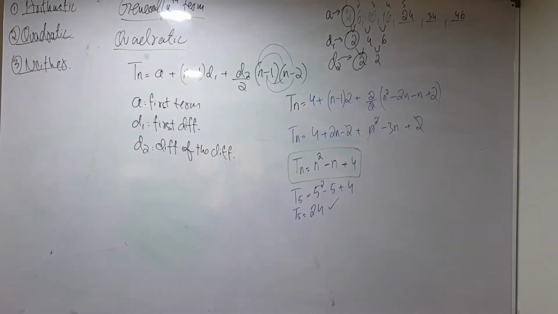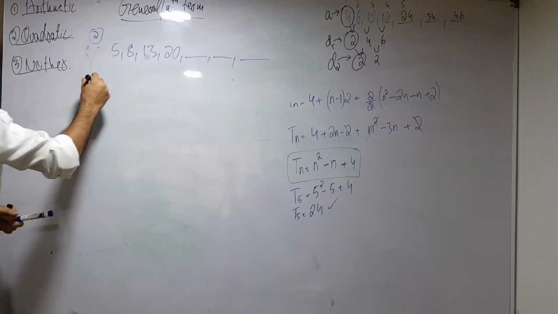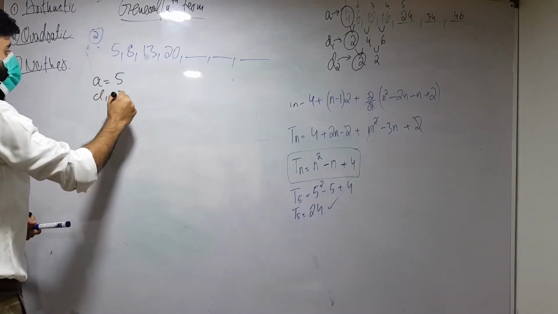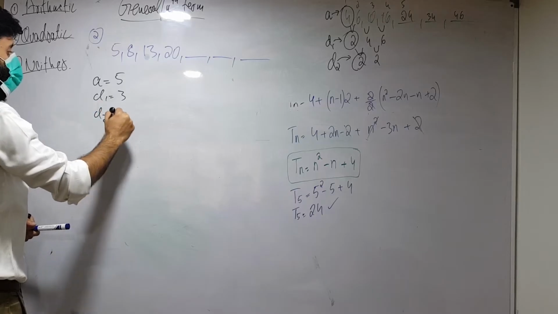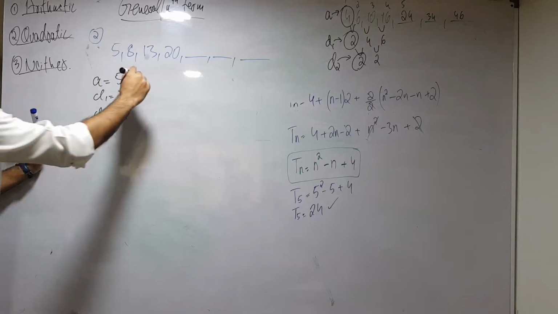Okay, I want you guys to copy this. A, n और D निकाला आपने? What is A going to be? 5. What's D1 going to be? 3. What is D2 going to be? 2. ठीक है? Okay, so you guys remember the formula?